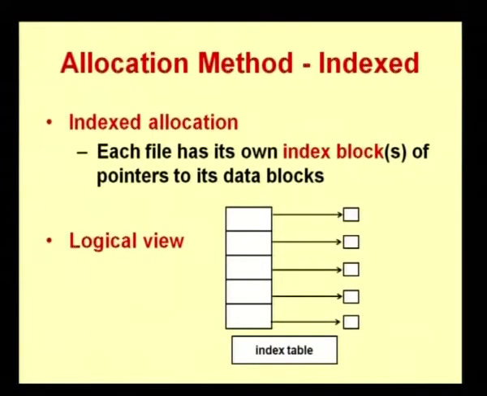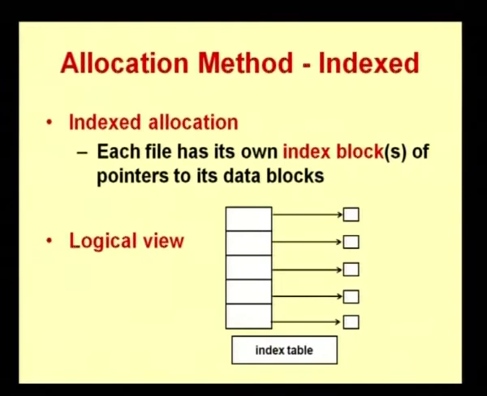Like in our example, this content was stored in 3 different locations. One was at the 217th block, the second one was at the 618th block, and the third content was at the 339th block, and all 3 contents put together complete the contents for the entire file test. So this is what a file allocation table is.